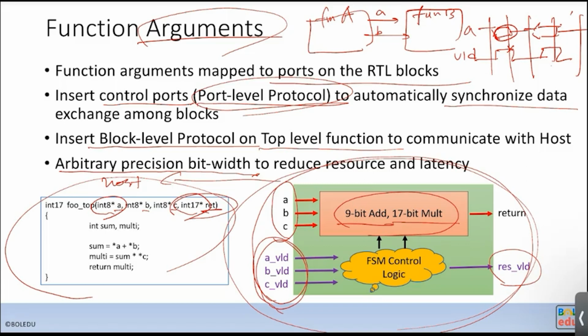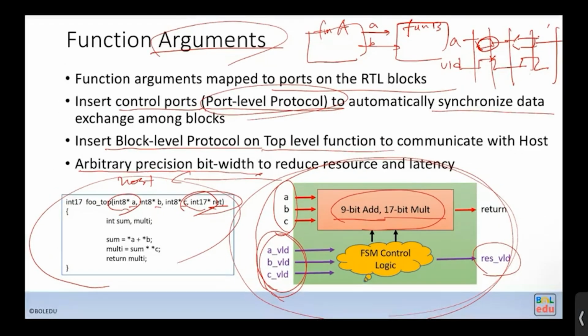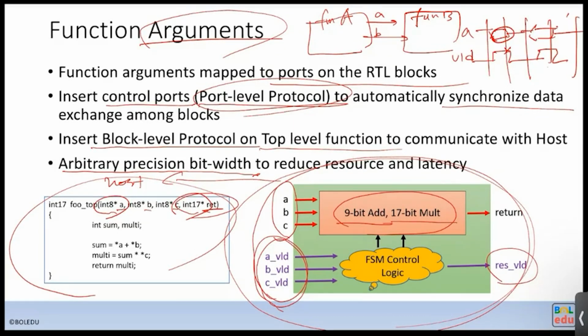So it has two implications. One is you reduce the resource. And second, because the bit width is reduced, you may reduce the latency. A 32-bit multiplication may take 3 cycles, and for 17 bits, you may take 2 cycles to complete. So you get both benefits, resource and latency. You should choose the right bit width in your design. So that's the arbitrary precision data type.